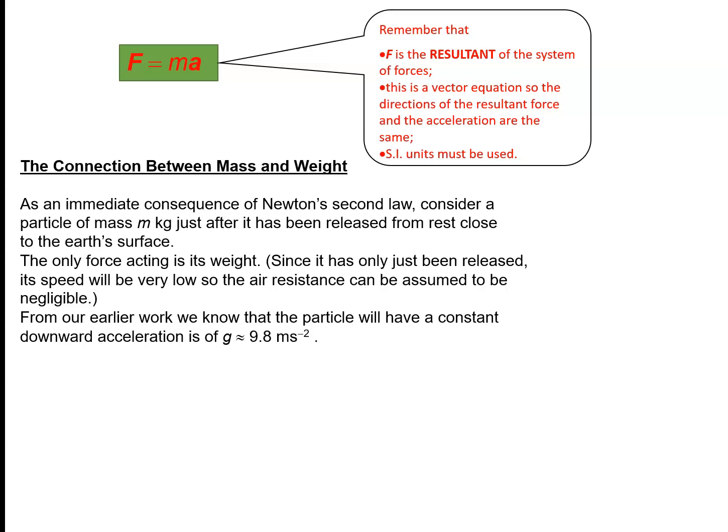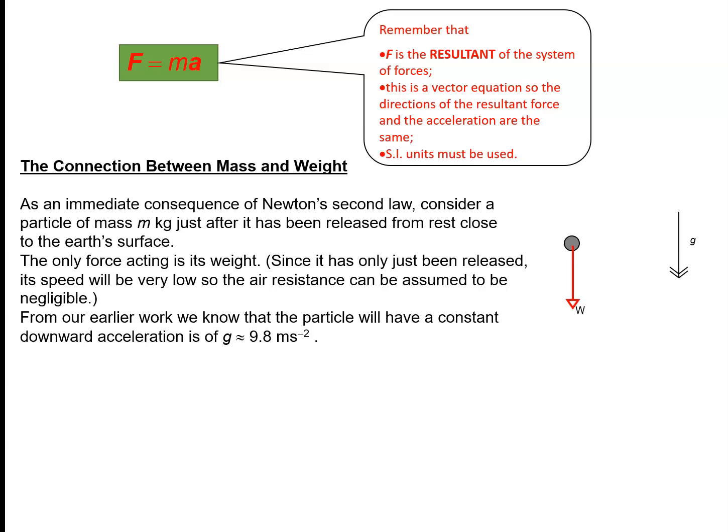As an immediate consequence of Newton's second law, let's consider a particle of mass m kilograms just after it's been released from rest close to the Earth's surface. The only force acting is the weight of the object, and we know that there's an acceleration of g meters per second squared, where g is approximately 9.8.